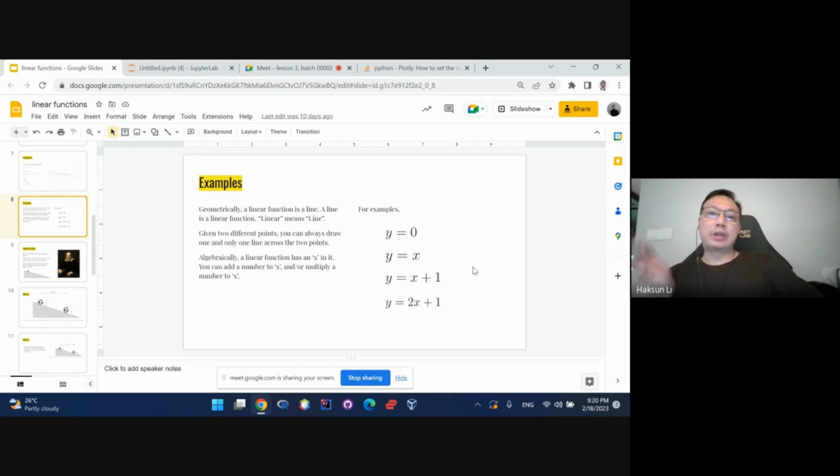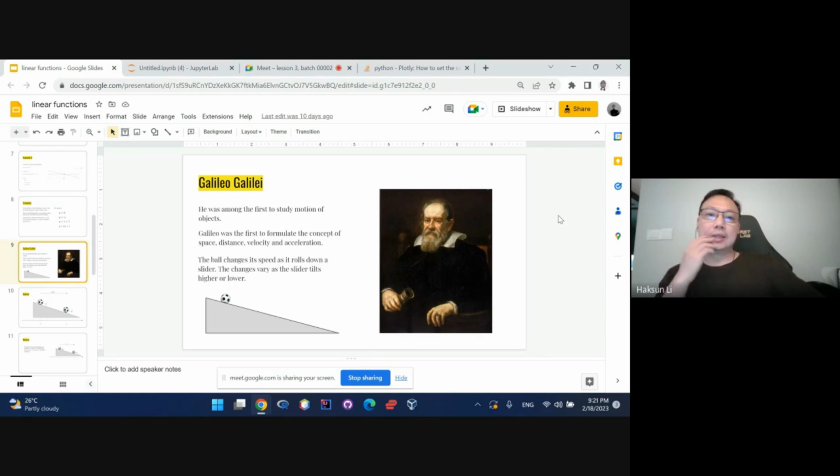So how are we going to use this in real life? Here's an example. This is Galileo. He's actually the first scientist who studied motions of objects. He invented the concepts of space, distance, velocity, and acceleration. Before Galileo, everybody just followed Aristotle. Nobody thought of motion in terms of mathematics. So I think Galileo is the first person who measured the motion of an object using precise mathematics. And he's the one who invented this concept called acceleration.